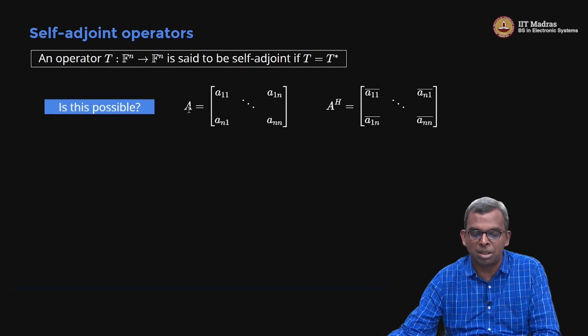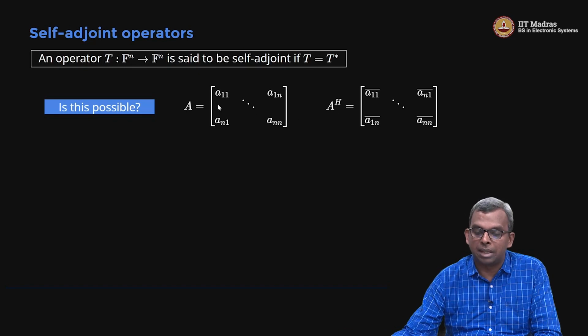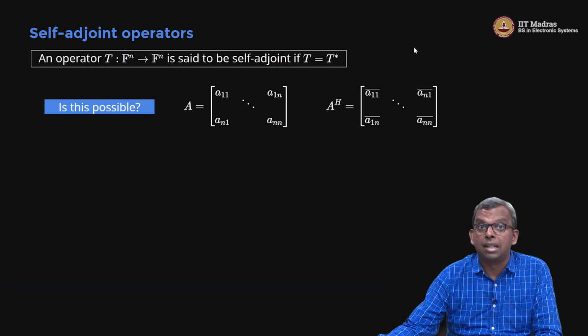So, supposing you start with a matrix A, an n by n matrix, and look at its Hermitian. For the Hermitian, rows and columns are transposed, and everywhere you take the conjugate. So, it becomes A11 to A1n, An1 to Ann. This is easy enough to see. Now, if T is going to be equal to T star, you assume that this A and A Hermitian are with respect to some orthonormal basis, so that if A represents T, A Hermitian represents T star. The orthonormality of the basis is important, otherwise A Hermitian will not represent T star. So, we will assume that this is with respect to an orthonormal basis. So, A and A Hermitian.